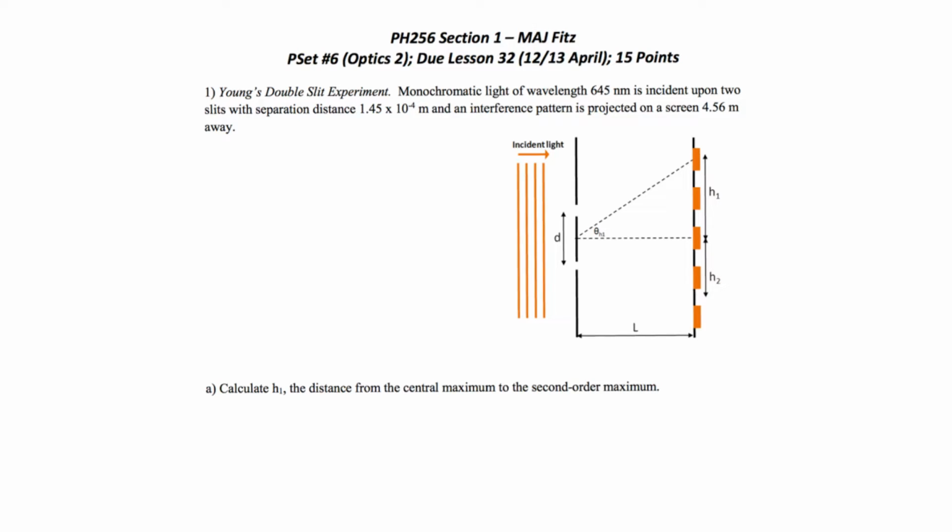Okay guys, so we're working on problem set number 6 for PH256, and this is number 1. This is the double slit experiment that you did in lab. And so I just thought I'd take you through the homework problems to help your understanding. So when we look at number 1, if we write down our givens, we know the slit separation distance.